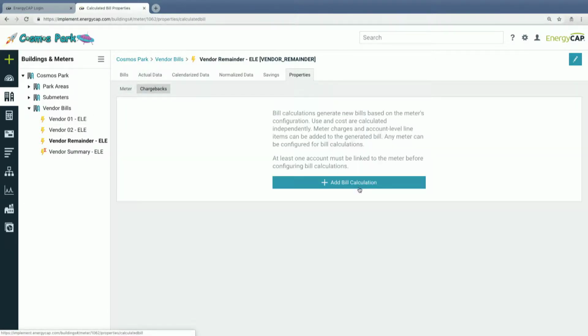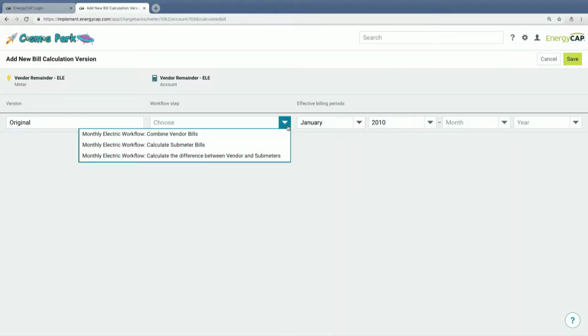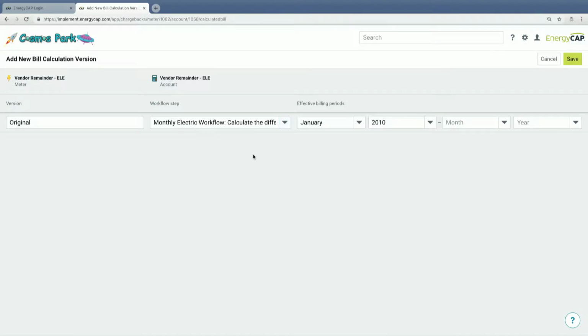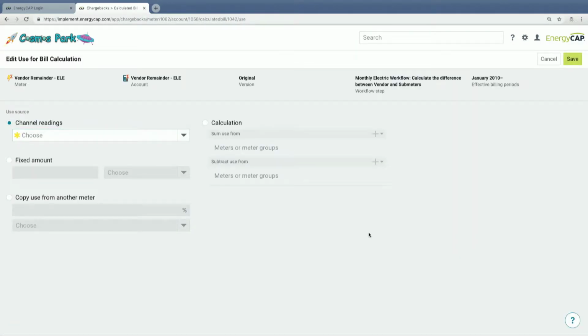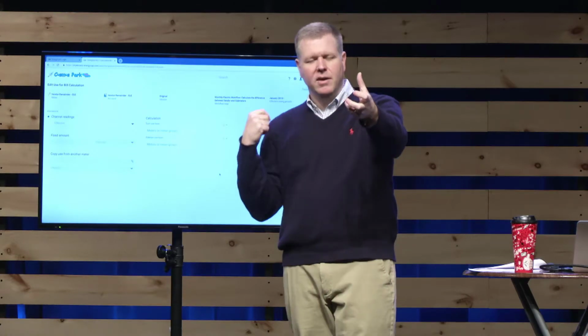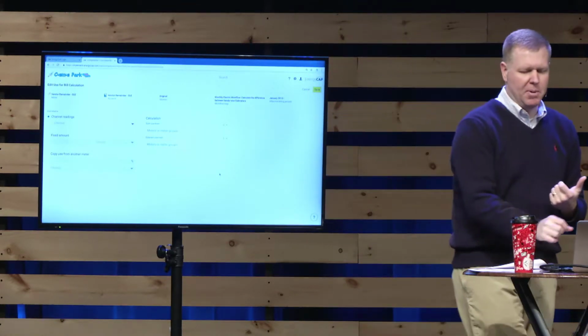So we're going to set up a bill calculation. We have a workflow step for this. Calculate the difference between vendor and submeters. Okay. Now in this case, I want to both take a positive and take a negative. So I'm going to be adding and subtracting all in the same step.